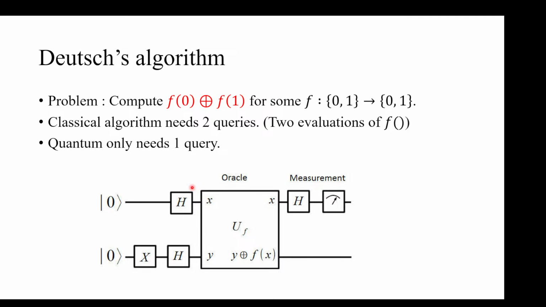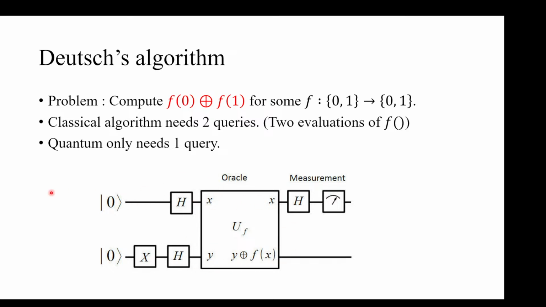Okay, and here is our algorithm. We initialize both registers at 0, apply a Hadamard on the x register and apply X then a Hadamard on the y register. Then you apply your oracle, then you apply another Hadamard on your first register and measure. The measurement result will be f0 plus f1. You see that we only compute the function f once with this oracle here.